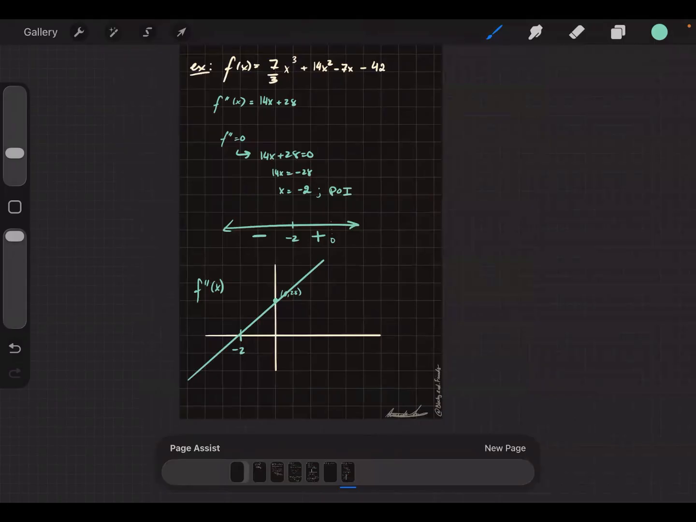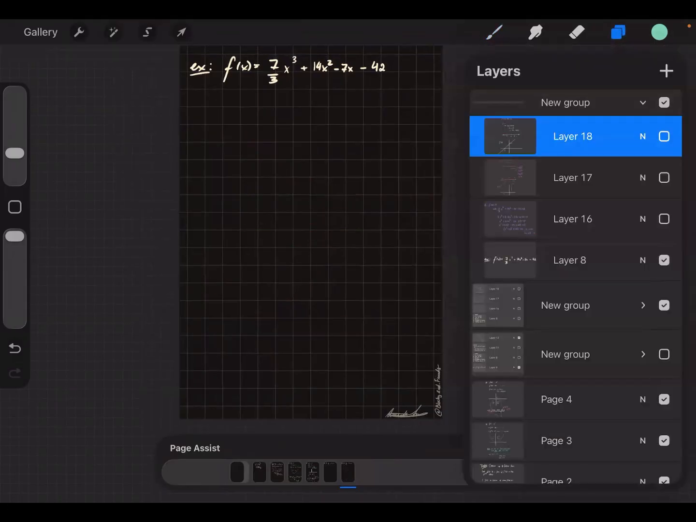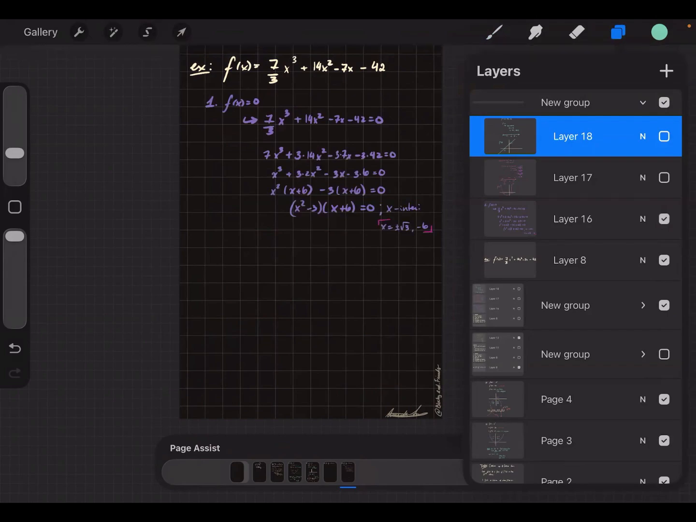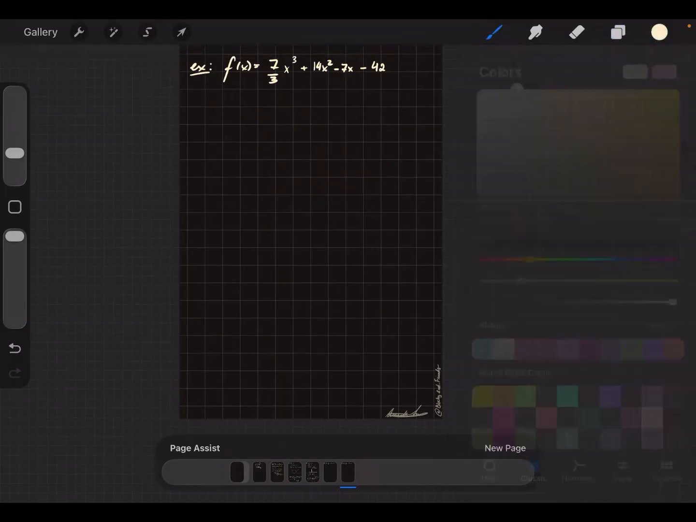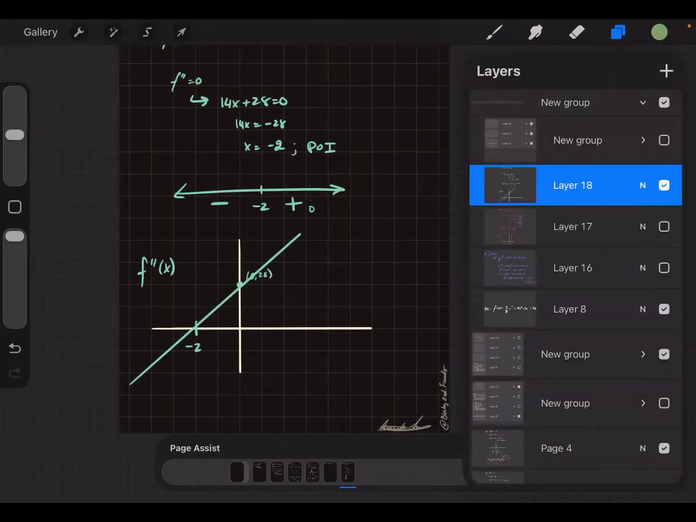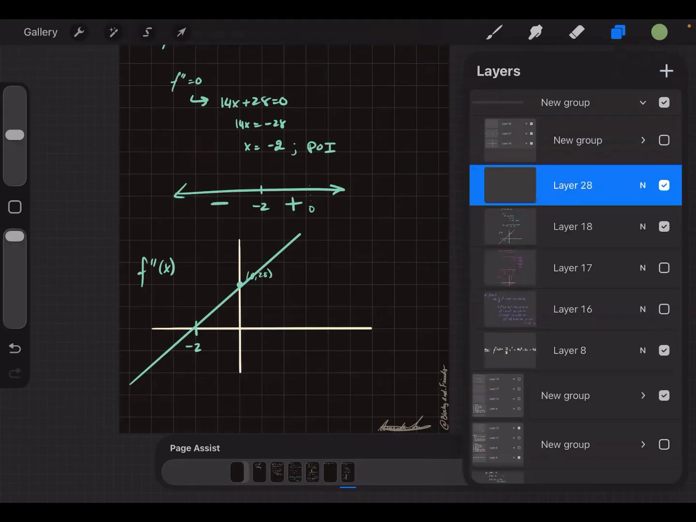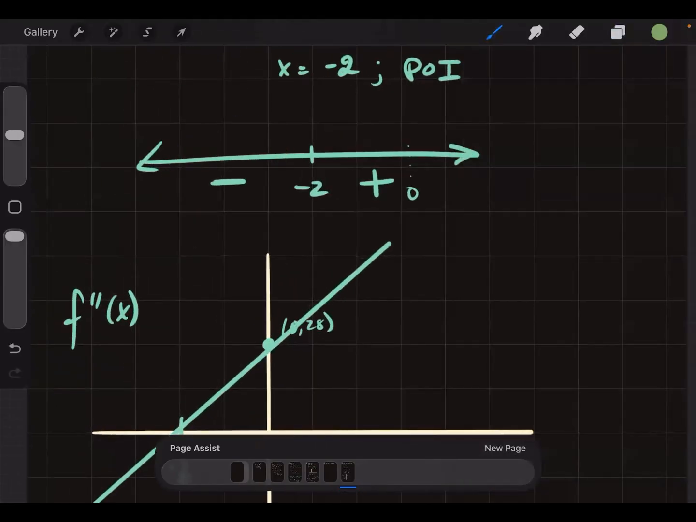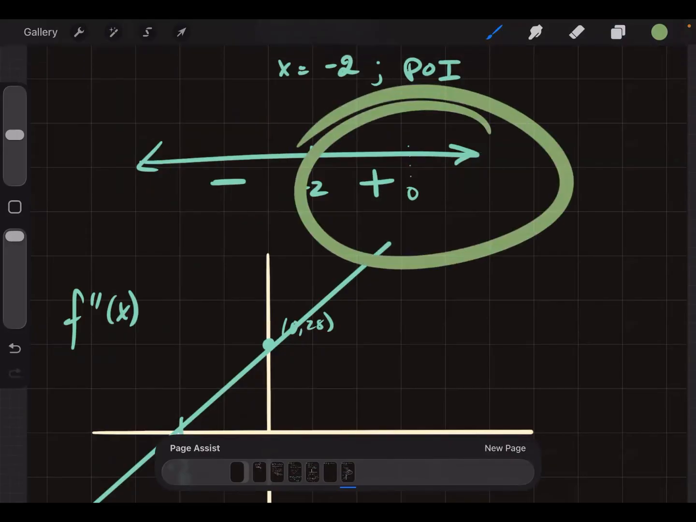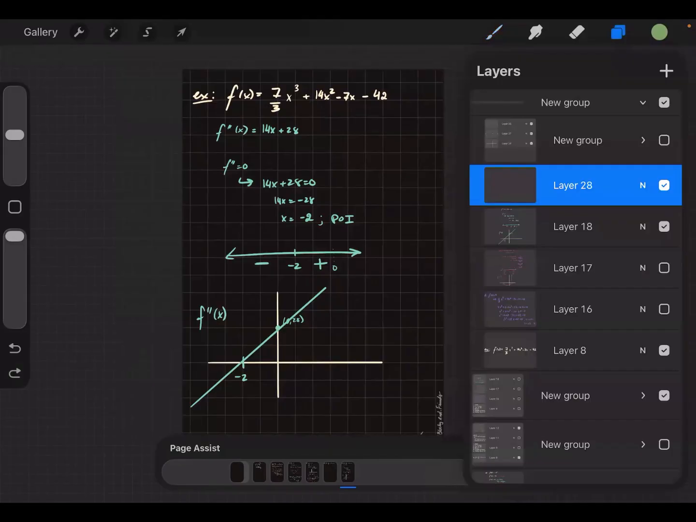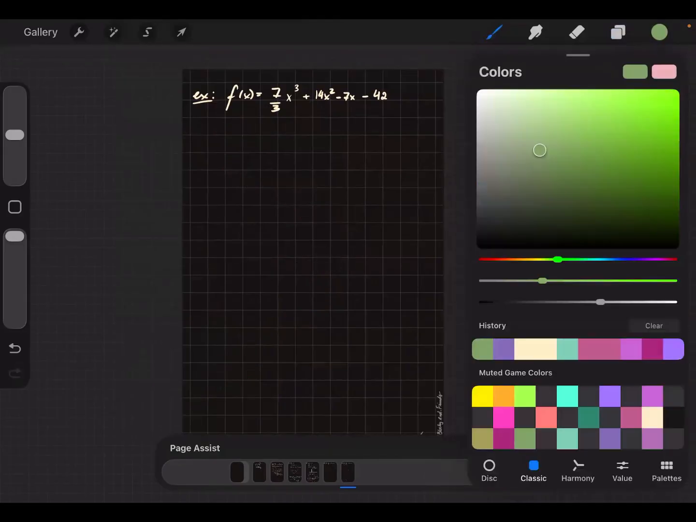That's it. Okay, ready? Now we're gonna cobble it all together and graph the original function. Okay, ready? Now we know that our function is concave down at less than -2 and concave up at greater than -2. So let us write that down.